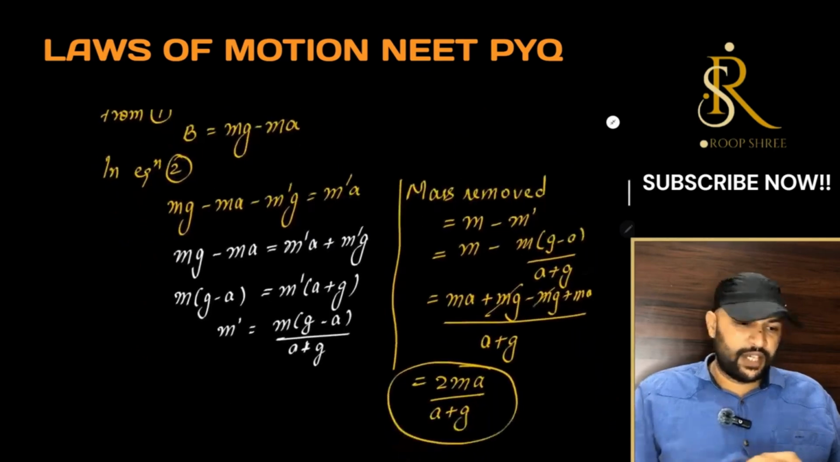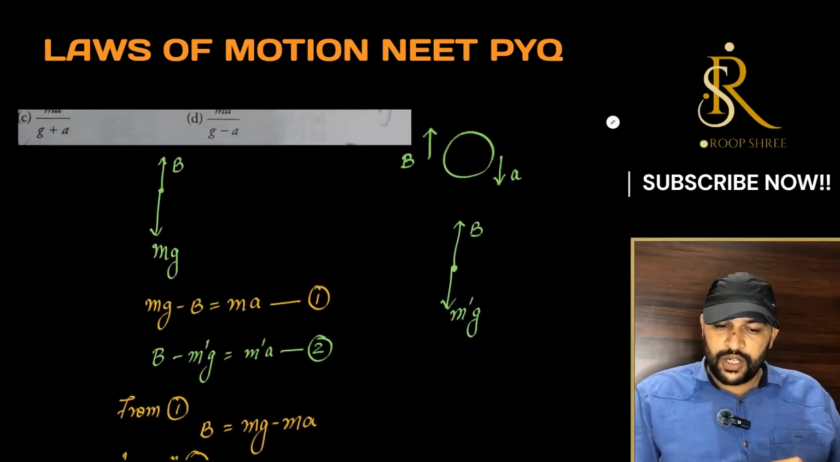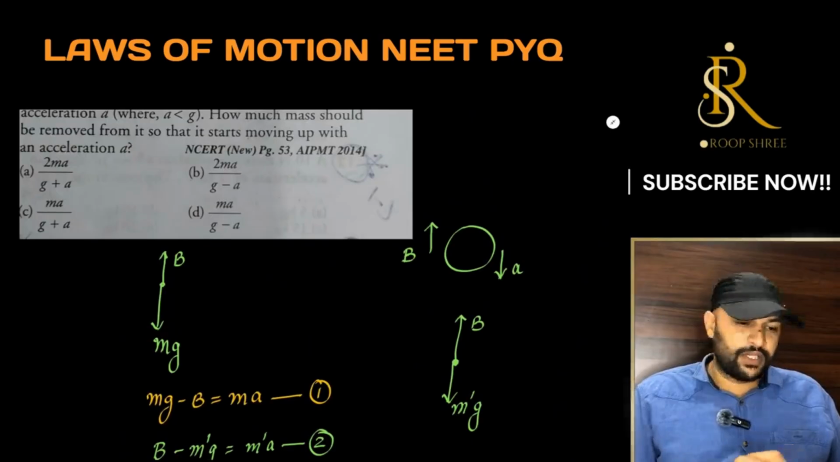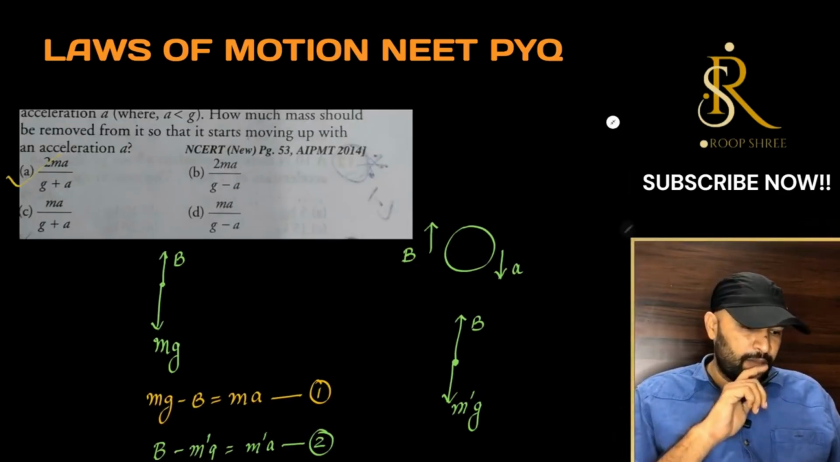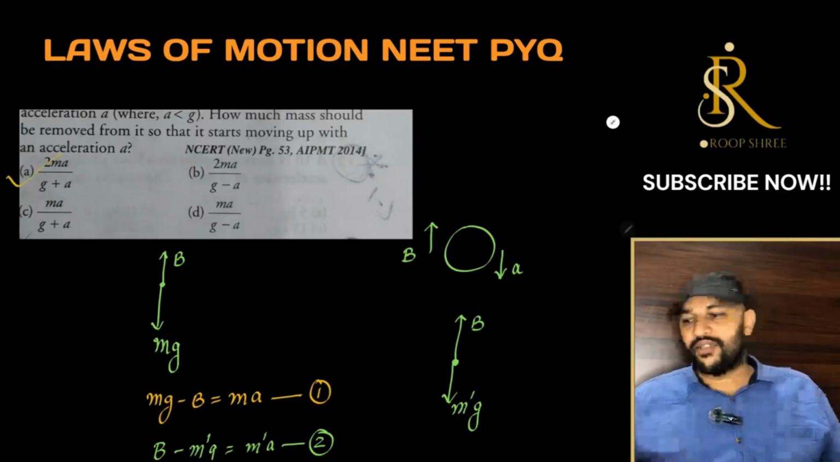Let's see if there is any option. We got our answer as 2ma upon a plus g. Option A is the correct answer for this one.